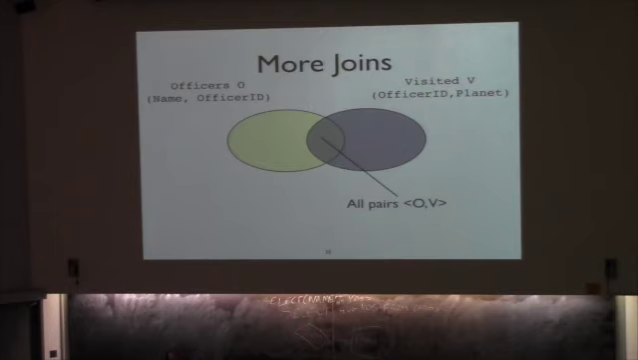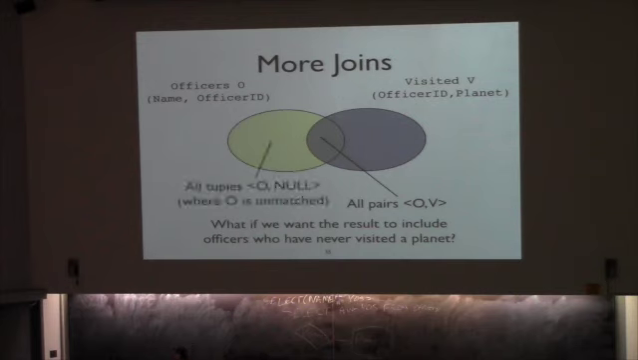But there's also this whole space of officers who may have never visited any planet. So what if I wanted every single officer, regardless of whether or not they've visited a planet? Anyone know the answer? Left, yes. Yep. So there's a variant of joins called outer joins, which I just wanted to bring up briefly.